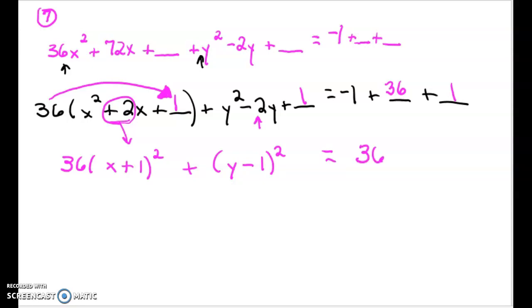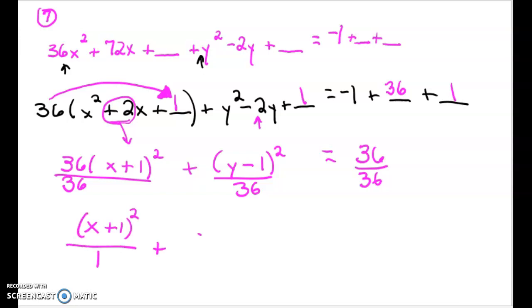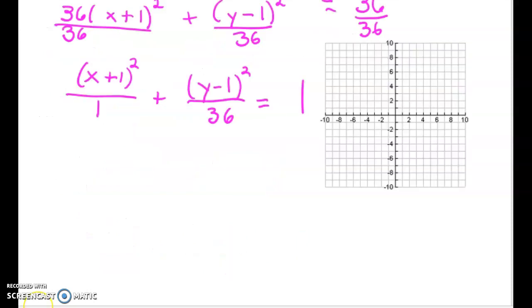We know that ellipses are always set equal to 1, so we'll divide by 36, divide by 36, divide by 36, and our general form transfers into standard form. We have x plus 1 quantity squared over 1 plus y minus 1 quantity squared over 36 is equal to 1. Now we'll graph. I grabbed a little piece of graph paper.